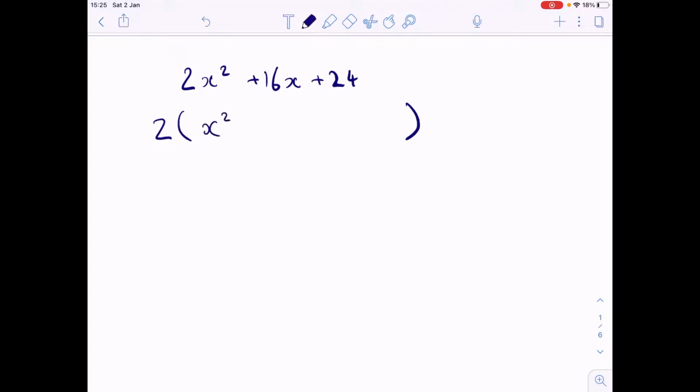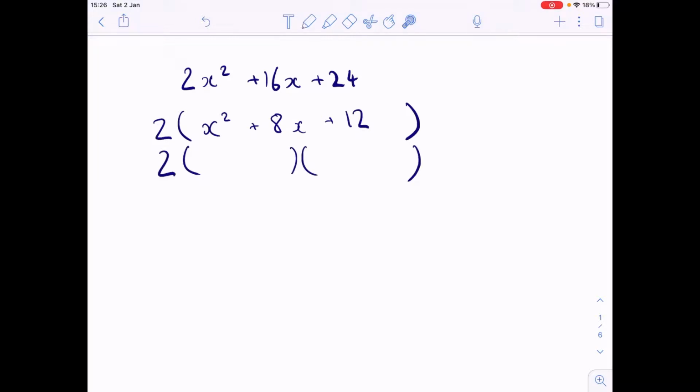So this would actually be x squared, 8x, and 12. Now I can just focus on this quadratic, and it's not as scary. There's not a number in front of x squared anymore, so I'm going to put it into 2 brackets.